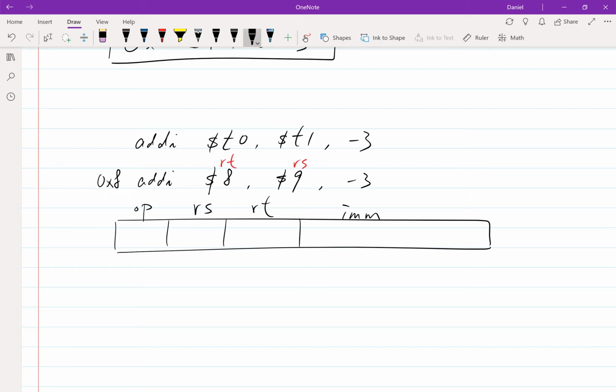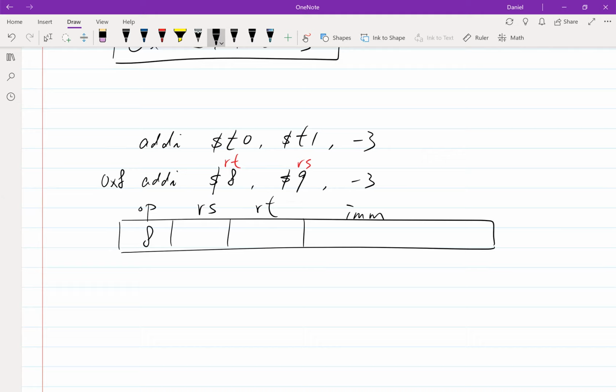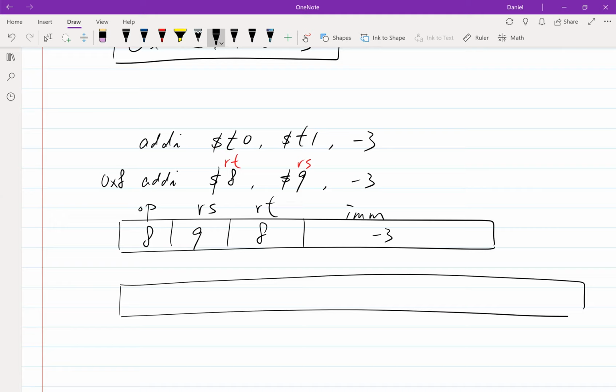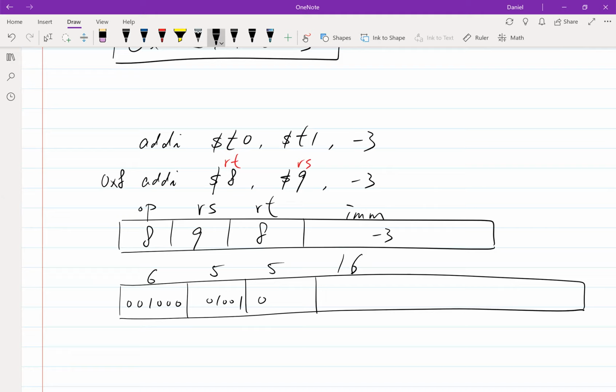So now opcode 8, and then RS 9, RT 8, immediate -3. Okay, so now let's convert them into binary. 6, 5, 5, 16. Okay, so 8 is 001000. 9 is 01001. Nope, no, that's only 5 bits. And 8 is 01000. So remember, each field has a certain number of bits. Make sure you don't have extra bits or missing bits. Otherwise, your final machine code will be off, okay?